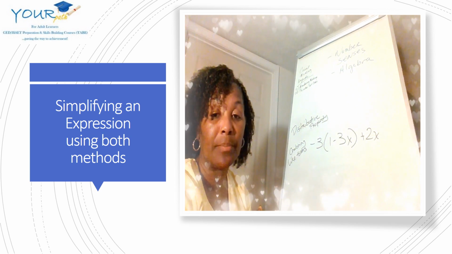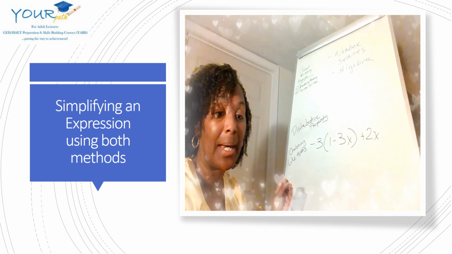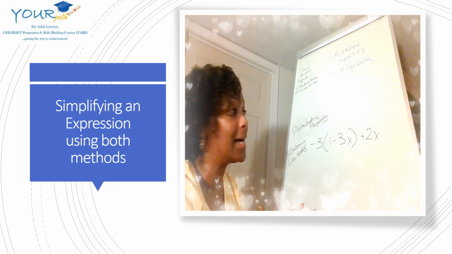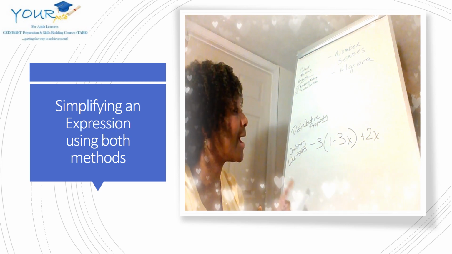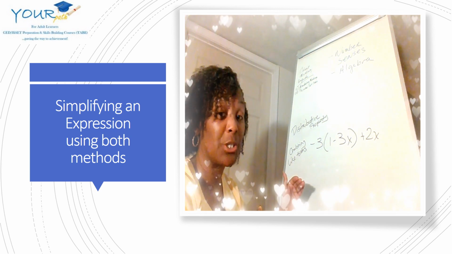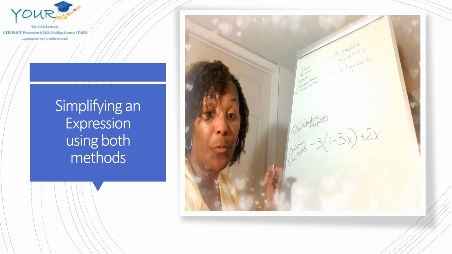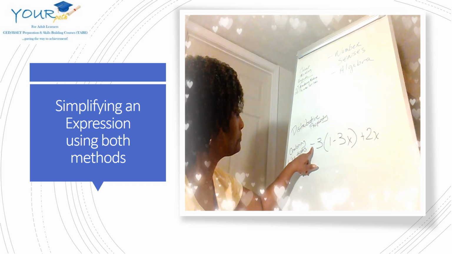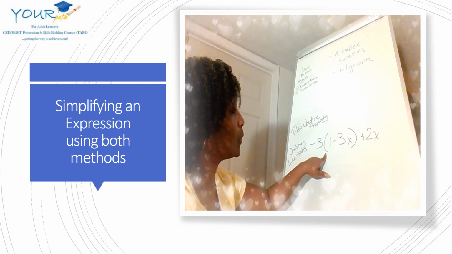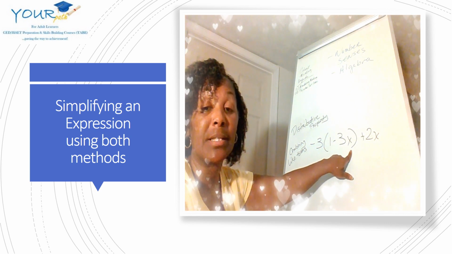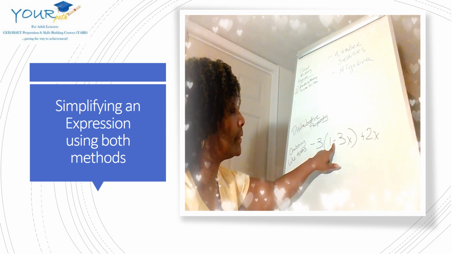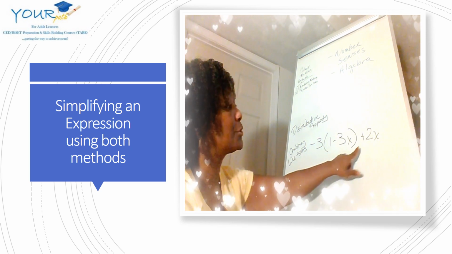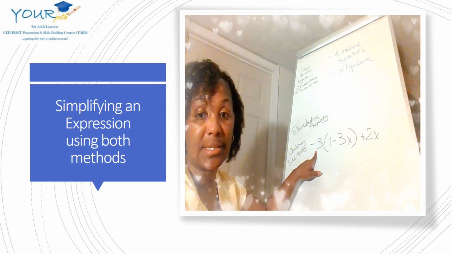Okay, so now that we've talked about simplifying an expression by combining like terms, as well as simplifying an expression by utilizing the distributive property, we're now going to look at an expression where we have to perform both operations, okay? So here we have a negative 3 times, which our parentheses mean to multiply, a positive 1 minus 3x plus 2x. As you see, we have two terms that are outside of the parentheses.